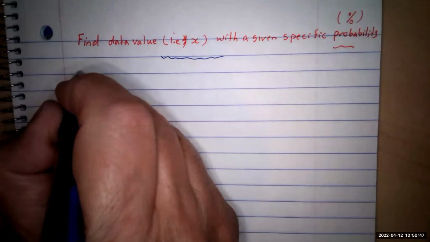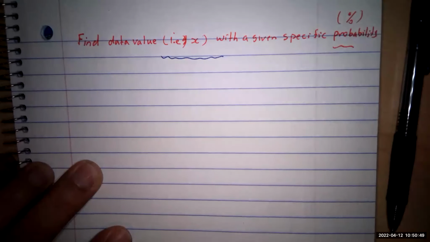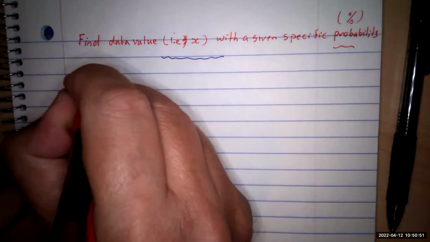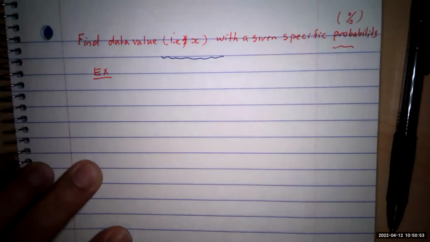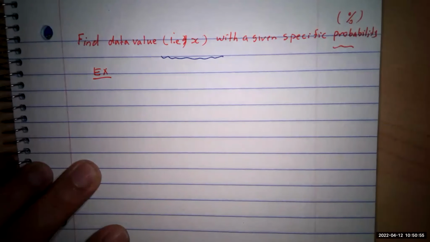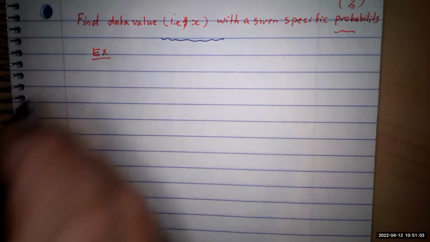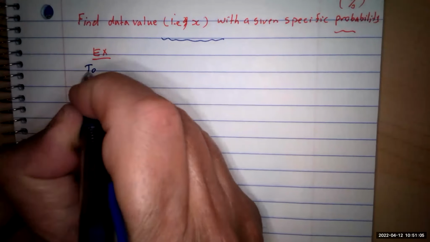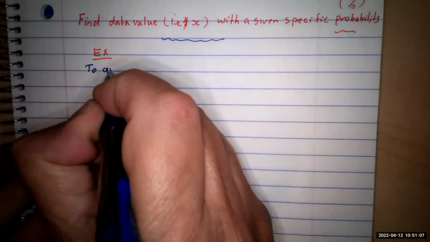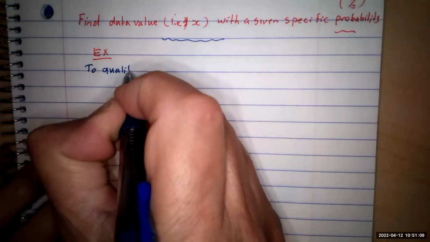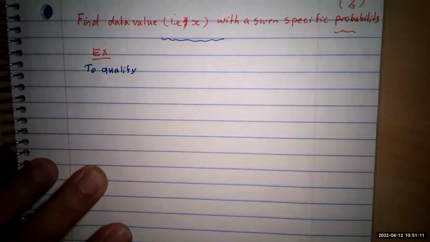Okay, so let's have the first one. The first example is, sometimes if you want to be hired, you'll be given a test. Then there is a minimum score that you have to get in order to get to that training, if you like. So to qualify, suppose you apply for the police academy, this is the problem.